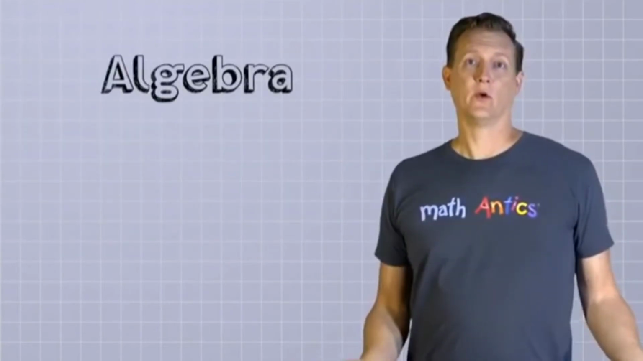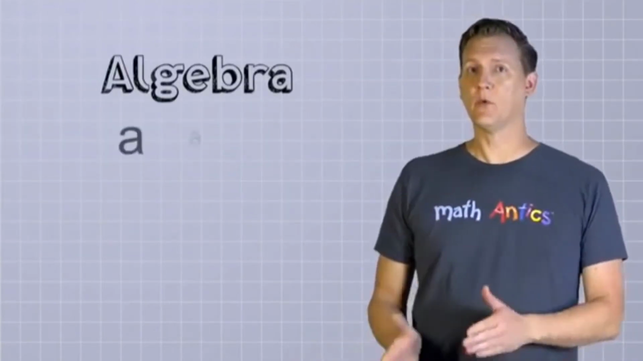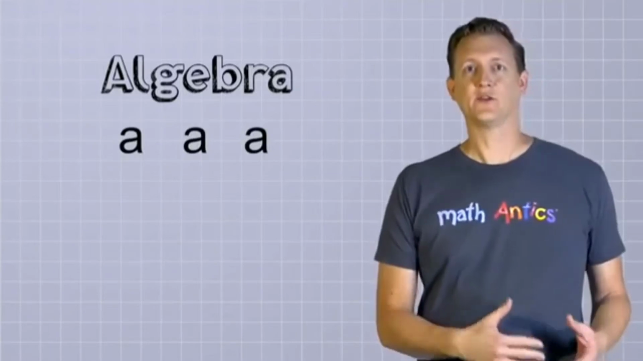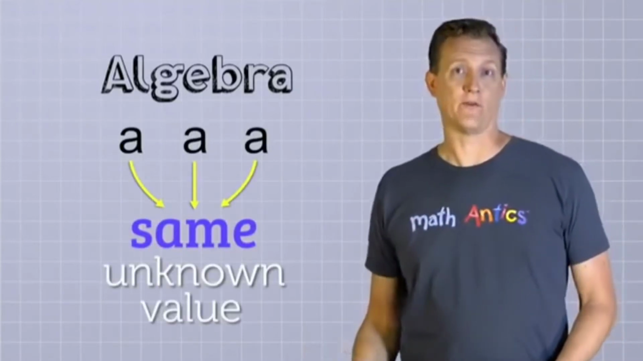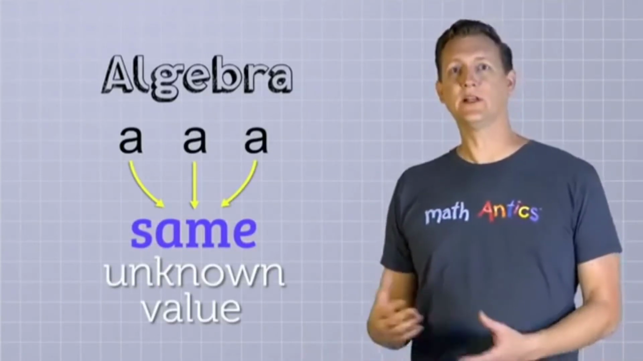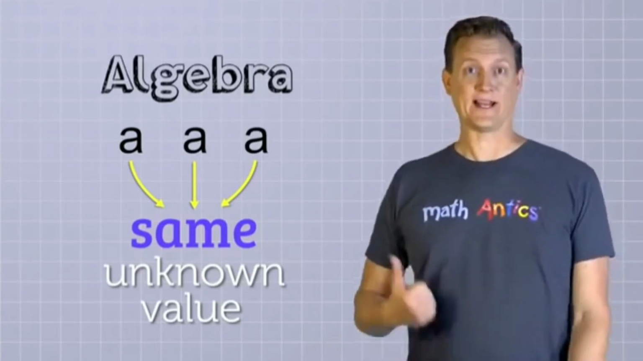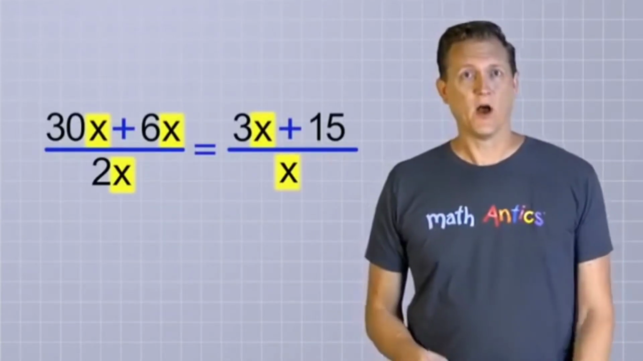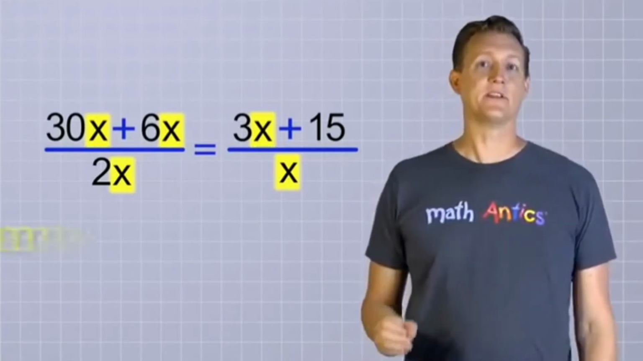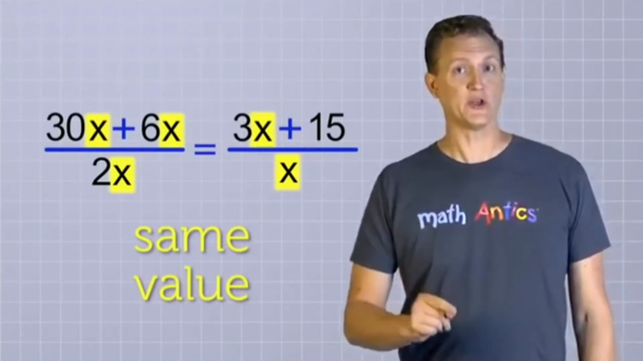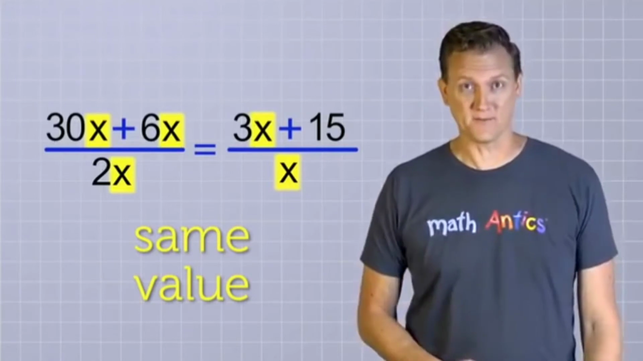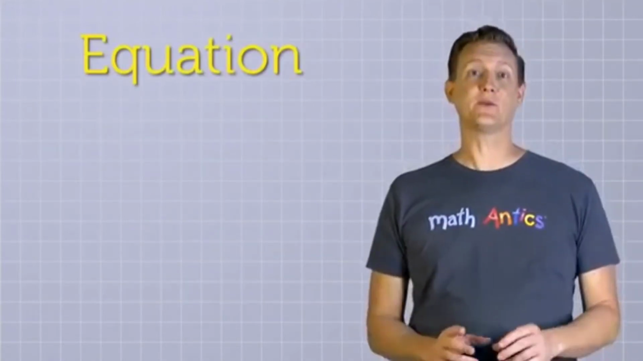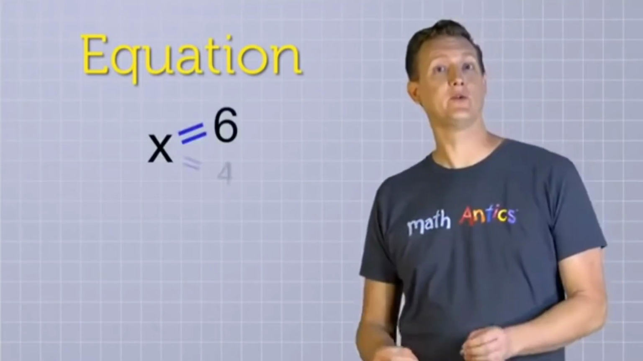So in algebra, whenever you see the same symbol repeated more than once in an equation, it's representing the same unknown value. Like if you see a really complicated algebraic equation like this, where X is repeated a lot of different times, all those X's stand for the same value, and it'll be your job to figure out what that value is.